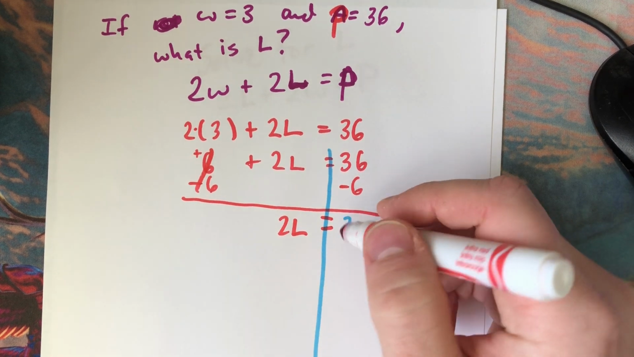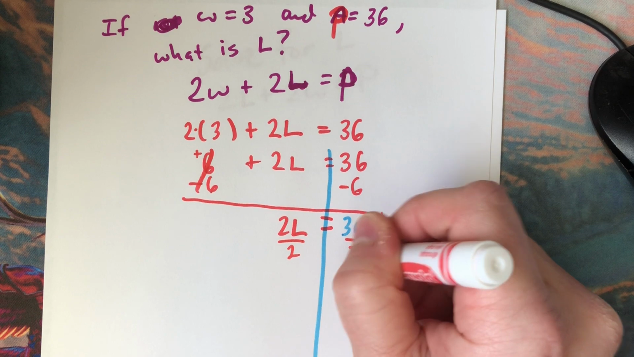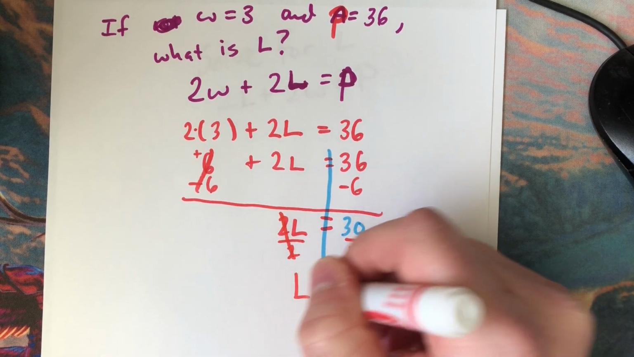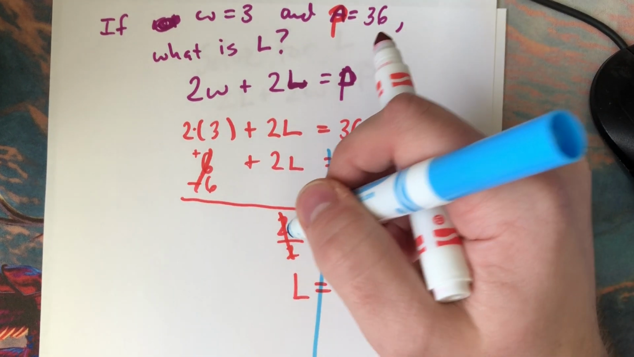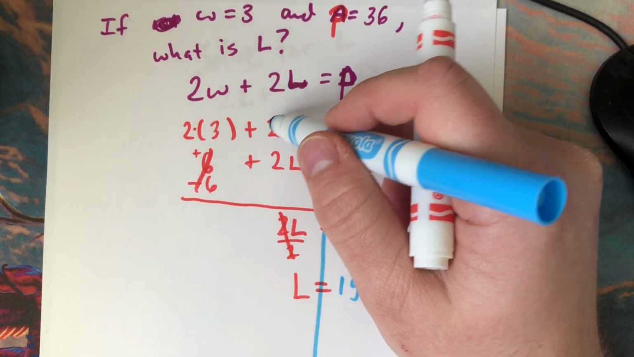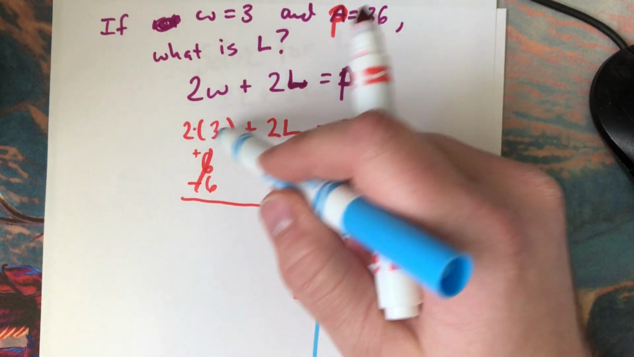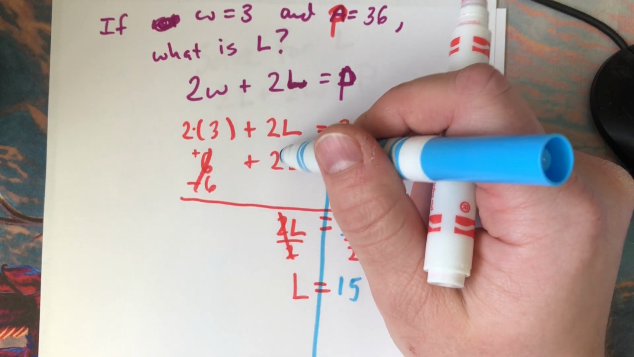And then we can divide both sides by 2 and get L is equal to 15. Remember, when it's a number and the letter and that's all that's left, that's when we're allowed to divide. I can't divide here because I still have this other stuff over here. I have this 6. You can only divide like that when it's by itself.